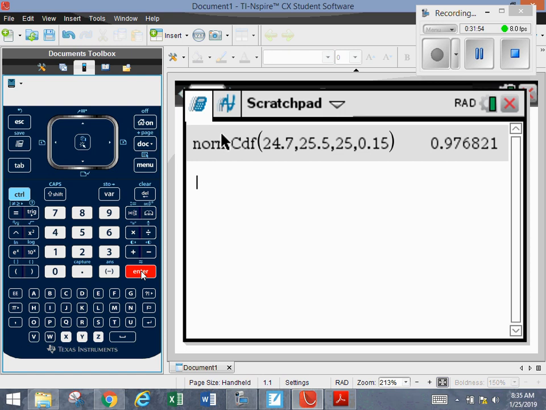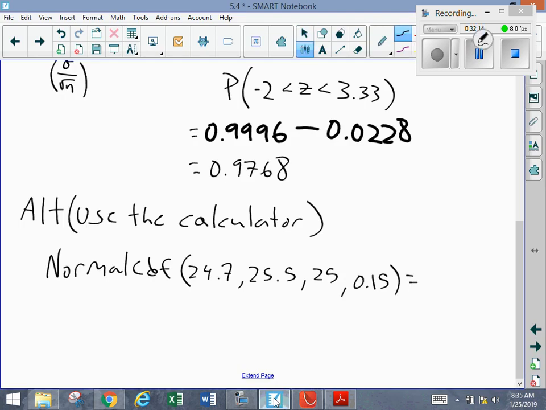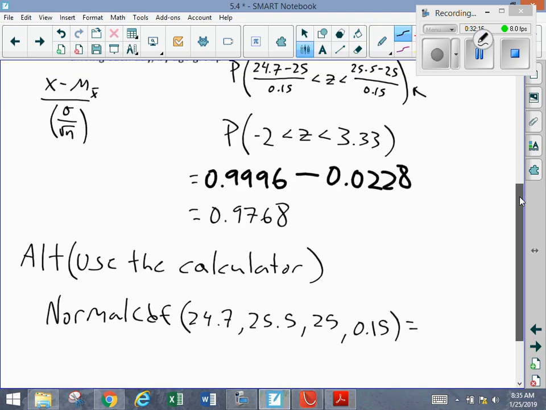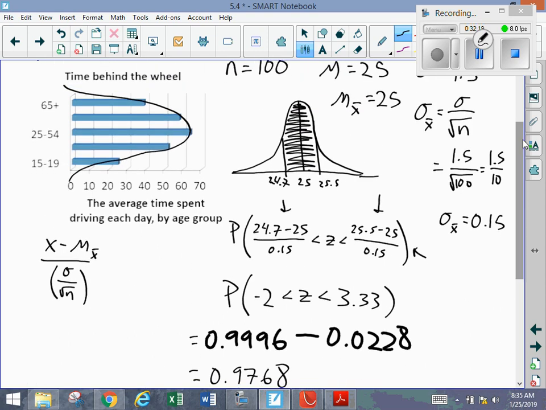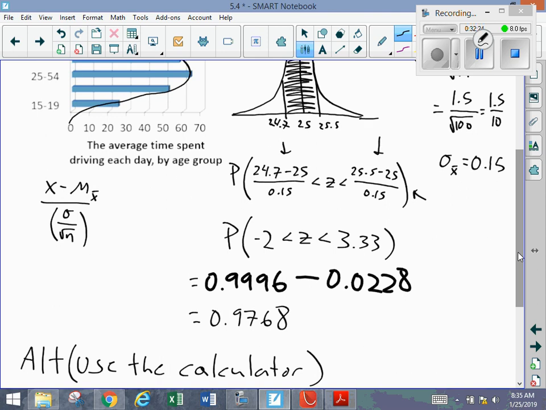So, there is a long way to do it. If you like to use the table, knock yourself out. I know people that like to do it like that. And it's okay. It is acceptable to just do this, right? And so, you could go straight from the drawing all the way to that.